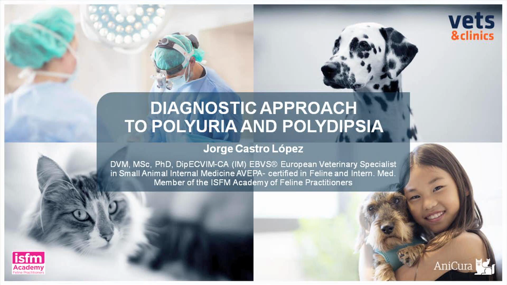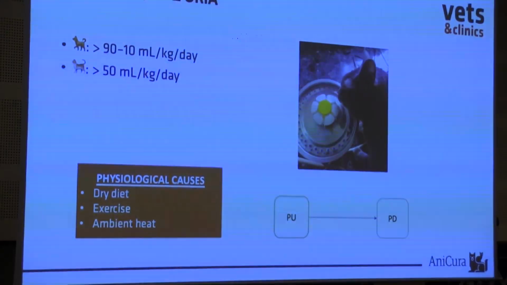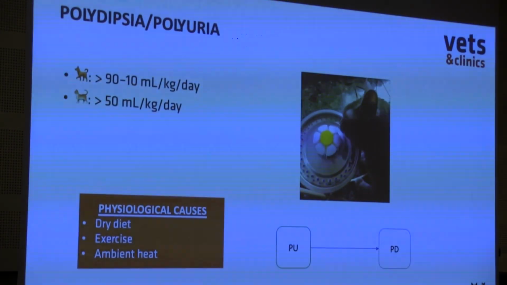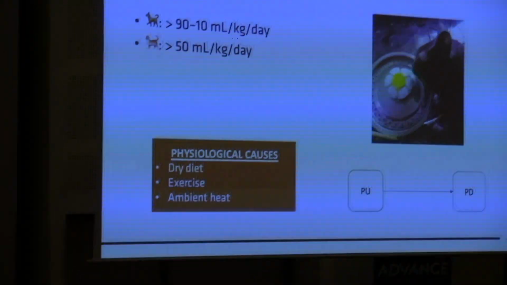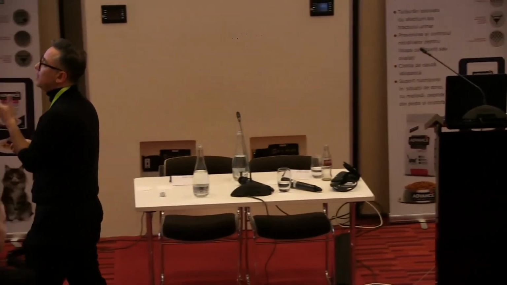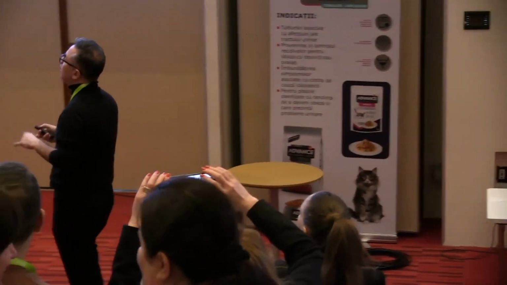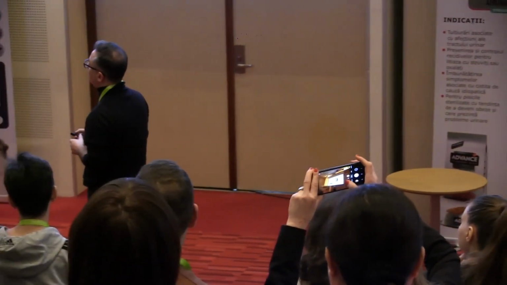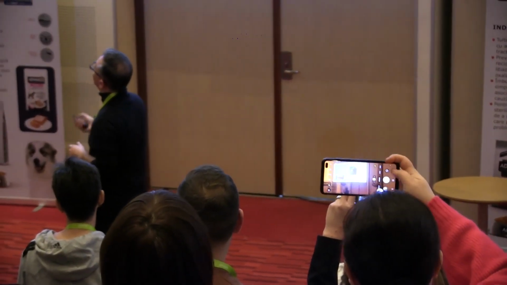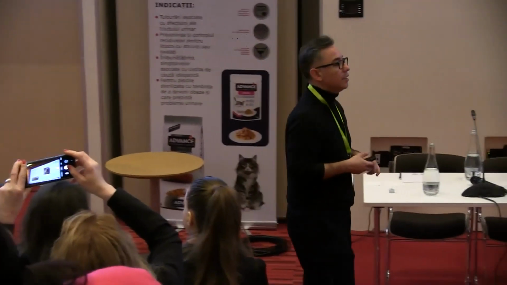The diagnostic approach to polyuria and polydipsia. I think this is the most common clinical sign that we can find in daily work. When we can confirm that the patient presents polydipsia, the dog is drinking more than 90 to 100 milliliters per kilogram a day, and a cat is drinking more than 50 milliliters per kilogram a day.